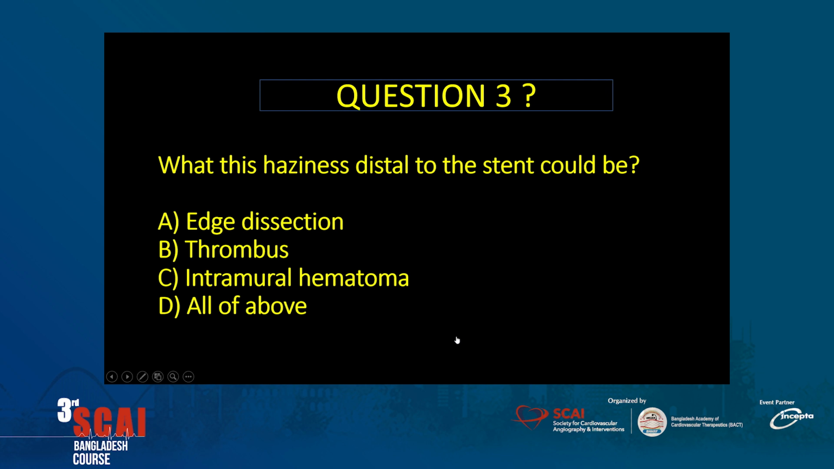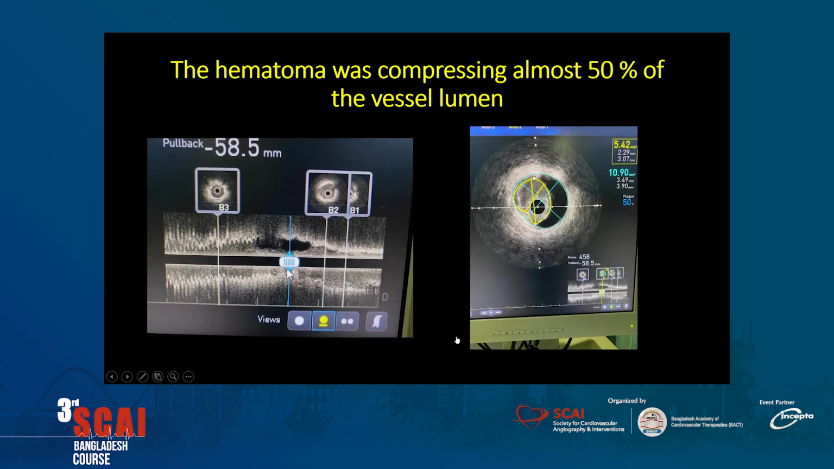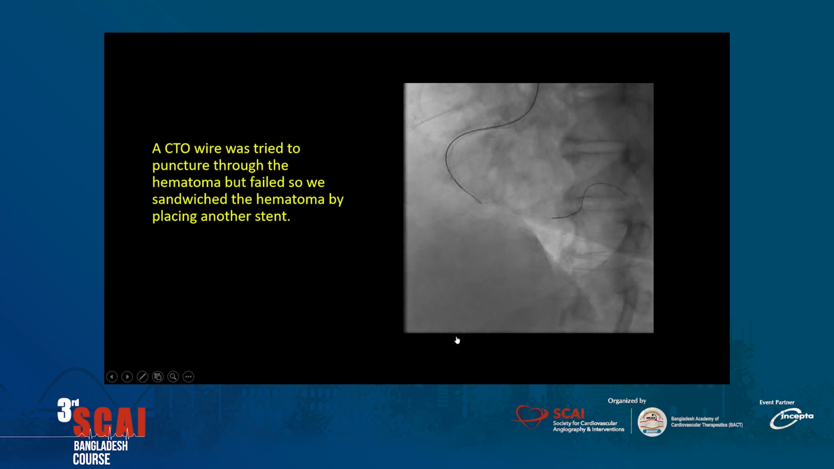With angio, I was confused. It might be edge dissection, it might be thrombus, it might be hematoma. But when I did IVUS, I was confident it was an intramural hematoma, and it was compressing almost 50% of the vessel lumen. The ideal thing would be to take a cutting balloon and cut the vessel wall so that the blood drains into the true lumen, because the vessel wall was normal. But unfortunately, at that time, I did not have any cutting balloon. So I tried to puncture the hematoma with a CTO wire, I think Conquest Pro 9, but I failed.